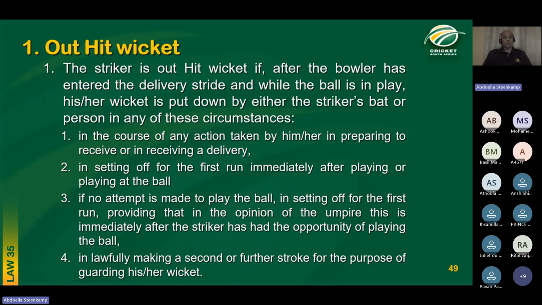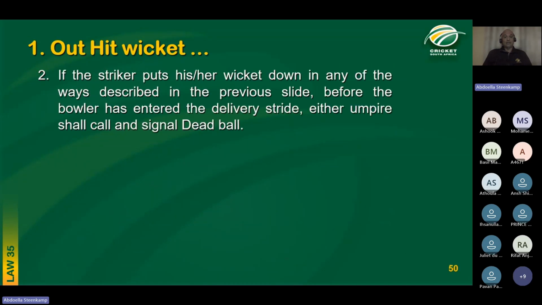You now know when it starts, when that bowler's back foot lands. That's when the window period for hit wicket opens. I mentioned earlier, what happens if the striker puts the wicket down before the bowler enters the delivery stride? What do you then do? The law guides us by telling us you need to call and signal dead ball, because the striker cannot be given out hit wicket if the striker puts the wicket down before the bowler enters the delivery stride.